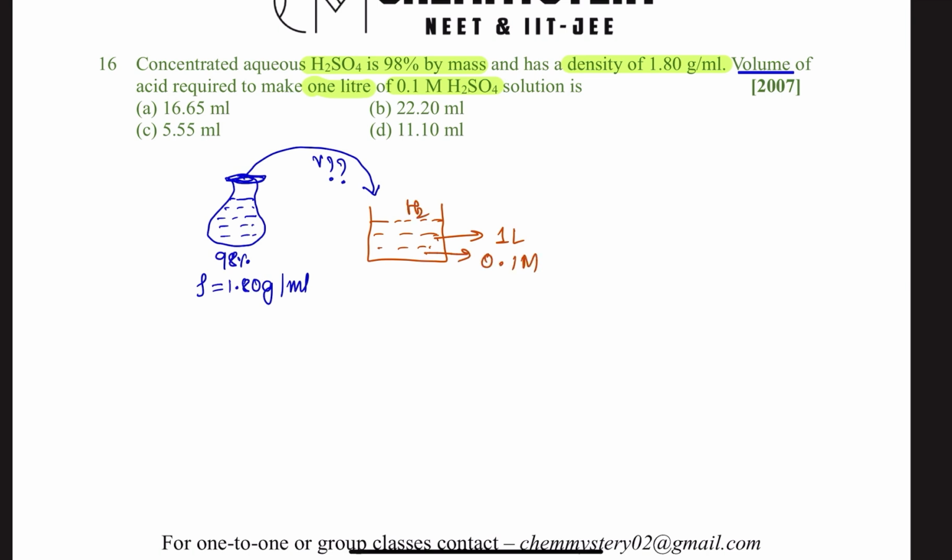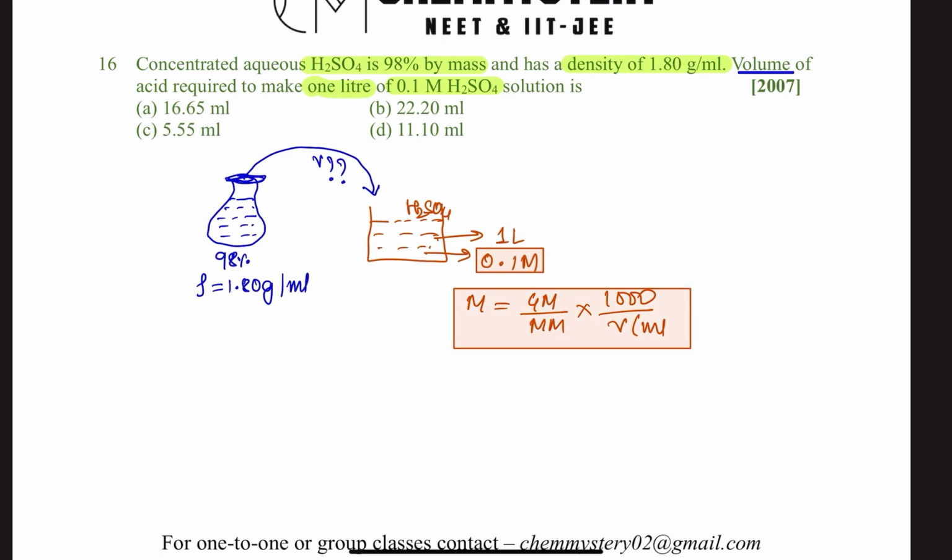So we need to make an H2SO4 solution whose strength is 0.1 molar and volume is 1 liter. For making this, I need a stock solution. The stock solution's information is also given to us. Right? So let's start. The molarity of the solution that you want to make is given to us. With this we can find the mass, with that we'll find the volume, we'll relate and we'll find. Right? We know molarity is equal to what? Given mass of the solute divided by molecular mass of the solute into 1000 by volume of the solution in ml. This is the formula for molarity, right?